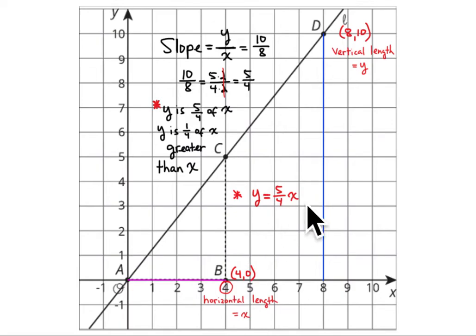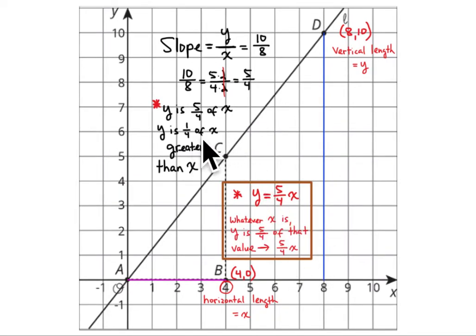All right, so here's actually the equation, the relationship. Y is equal to 5/4 of whatever value x you're given. So if you're given a value of 4, 5/4 of 4 is 5. If you're given a value of 8, 5/4 of 8 is 10. So you have to figure out the y value.